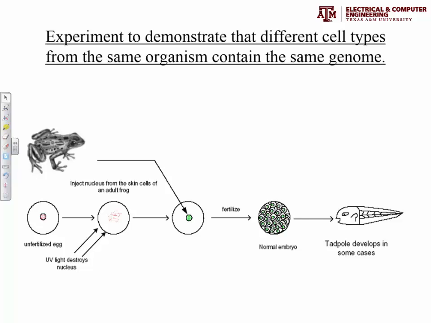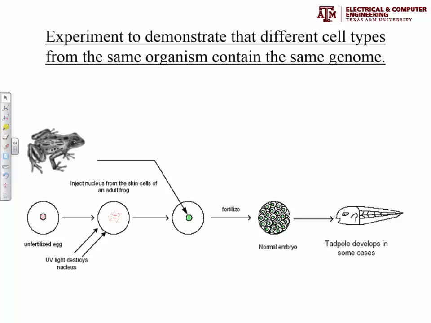Now you take a skin cell from this frog. From that skin cell, take the nucleus out and put that in the egg. So you've taken the information from the skin and put it back in the egg. Now you fertilize it with a sperm, and then you see if that will produce a fertilized egg and you will get a tadpole.